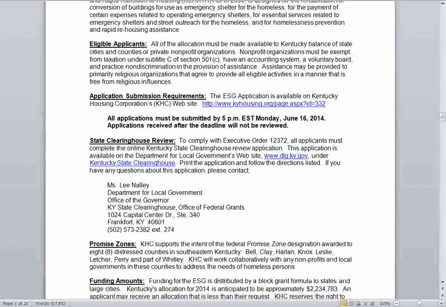If you scroll down, continuing on page 9, the State Clearinghouse Review, all applications must complete the Kentucky State Clearinghouse Review process, and the information on how you access that website is made available here.